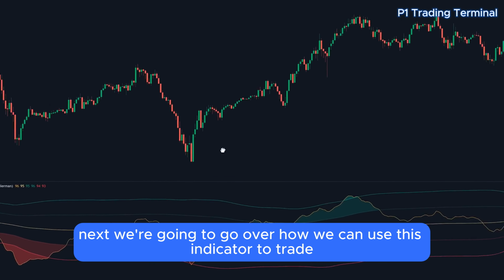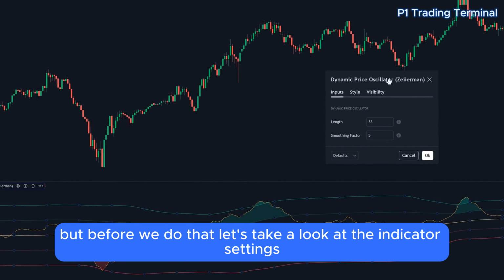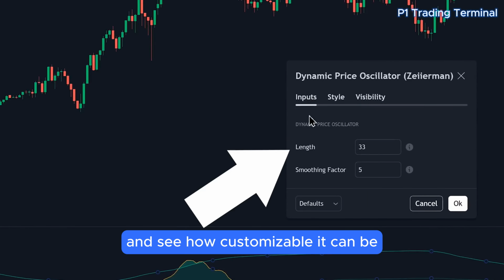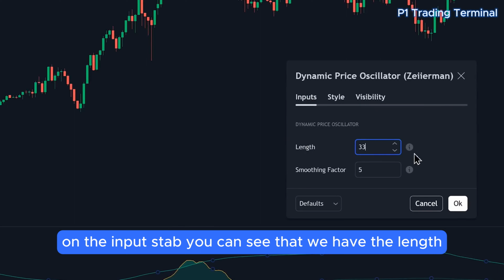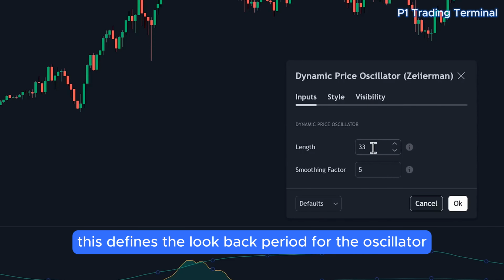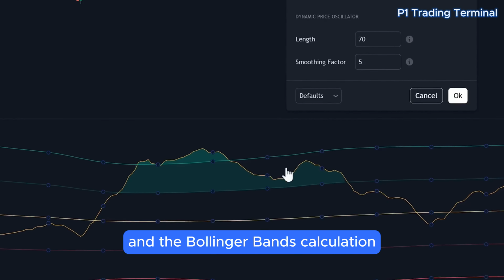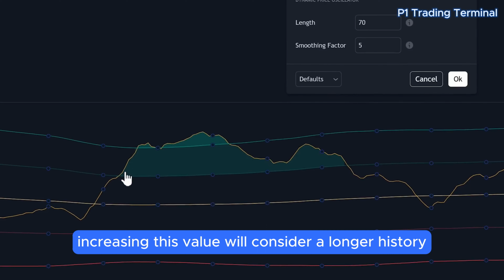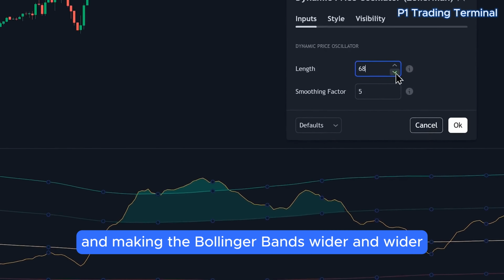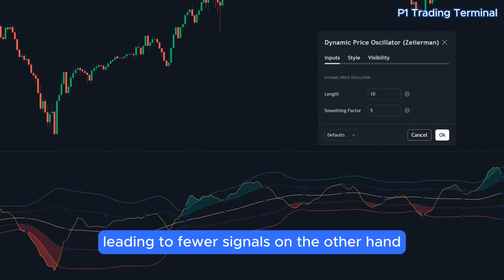Next, we're going to go over how we can use this indicator to trade. But before we do that, let's take a look at the indicator settings and see how customizable it can be. On the Inputs tab, you can see that we have the length. This defines the look-back period for the oscillator and the Bollinger Bands calculation. Increasing this value will consider a longer history, potentially smoothing out the oscillator and making the Bollinger Bands wider and wider, leading to fewer signals.